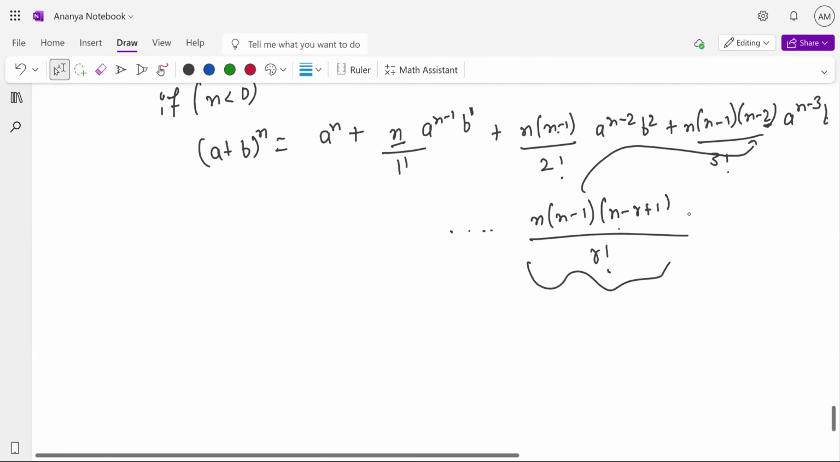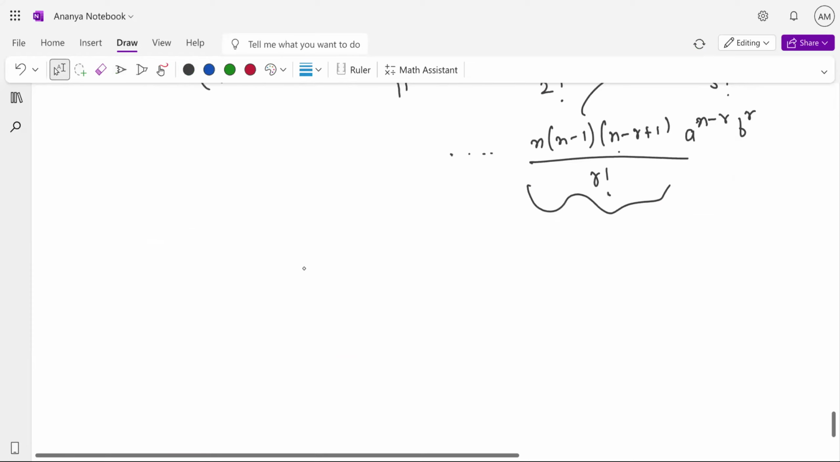Whatever you are going to get, it is n, r, and b to the power r. So if I ask you what is the general term, you can call it n into n minus 1 into n minus r plus 1, divided by r factorial, a to the power n minus r, b to the power r.